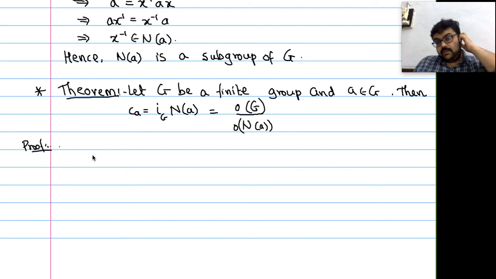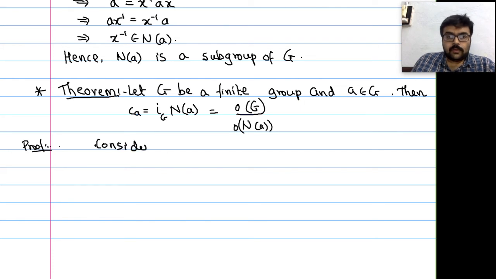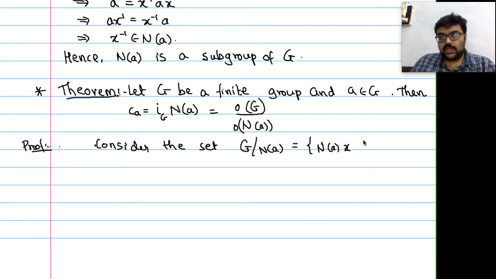Now, when we want to show that two sets have the same number of elements, what we do is we give a one-one correspondence between them. What is a one-one correspondence? It's a one-one and onto function between them. So consider the set G quotient N(A). Oh, for this, N must be a normal subgroup. So check whether it is a normal subgroup or not. These are N(A)x such that x belongs to G. So the set of all right cosets of N(A) in G.